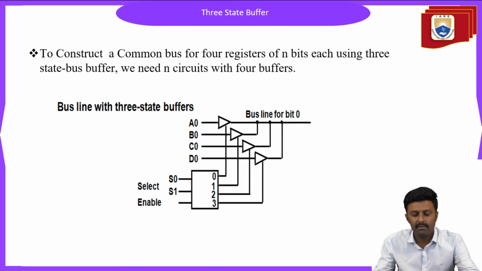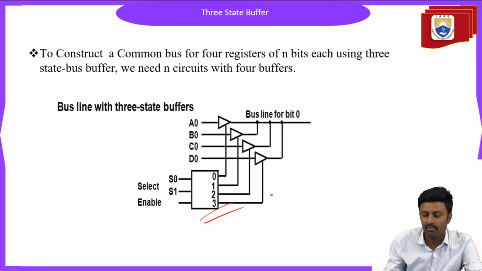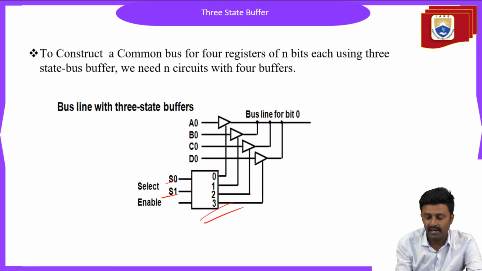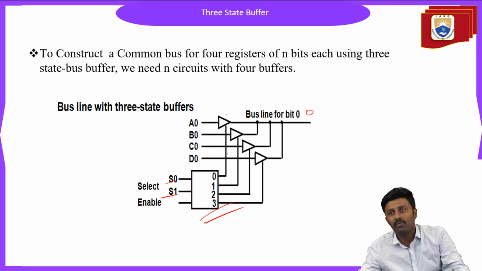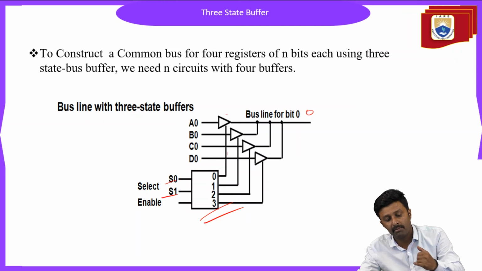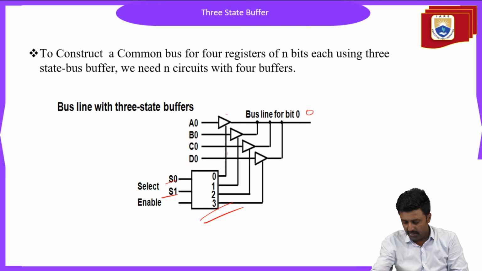This is the diagram of the three-state buffer. As you can see here, there are two select lines and outputs 0, 1, 2, 3, and they are connected to four buffers. So A0, B0, C0, D0: output 0 is connected to this buffer, then 1 is connected to B0, 2 is connected to C0, then 3 is connected to D0. All these outputs are shorted together. To construct a common bus for 4 registers, we can use it like this. If you want 8 bits of registers, we can similarly use these buffers.